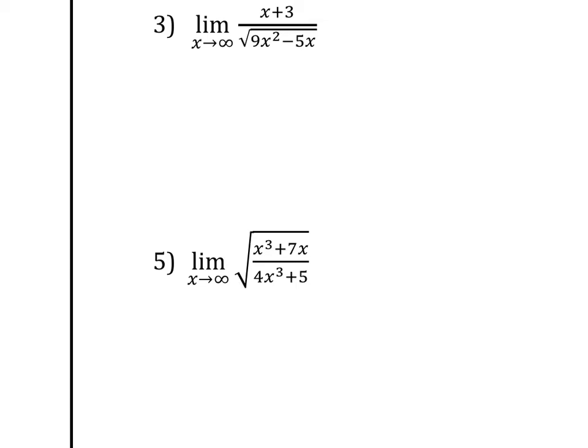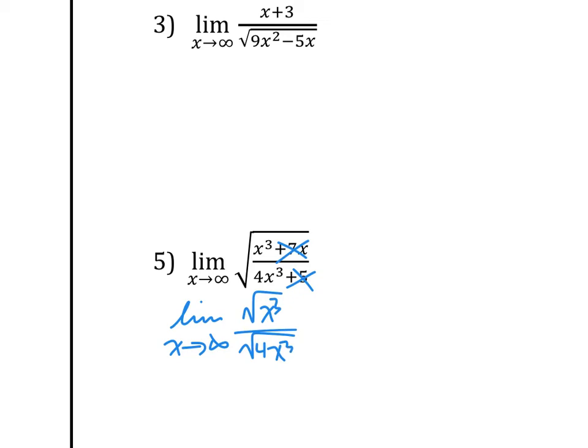So when x is going to infinity of this, because it's going to infinity, we're just looking for the function that will dominate. So get rid of this, get rid of this. So really the limit is, as x goes to infinity, of square root of x cubed over square root of 4x cubed.